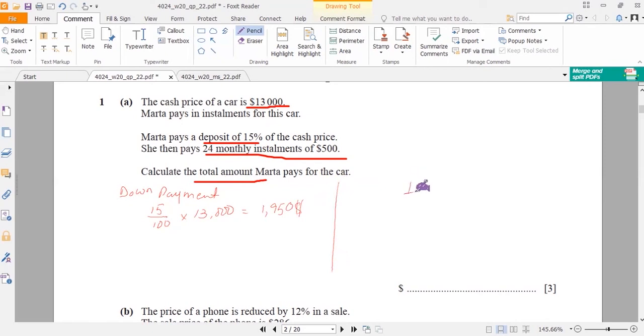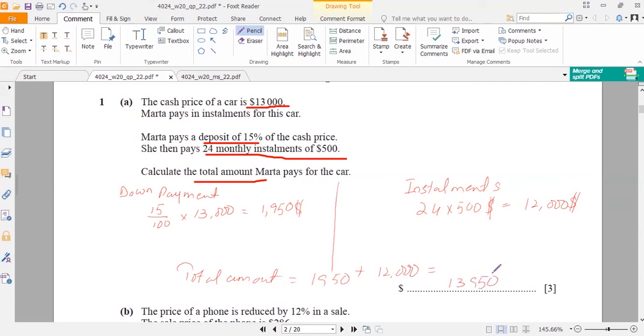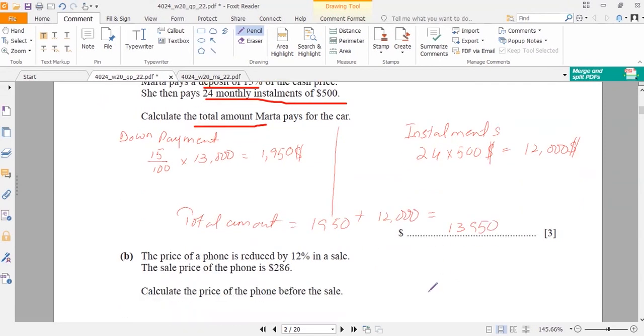Okay. For installments, we need to multiply by 24. That is 24 multiplied by $500. So it will be 12,000. So the total amount is, we need to add both the amounts, that is 1950 plus 12,000. So your final answer is $13,950.